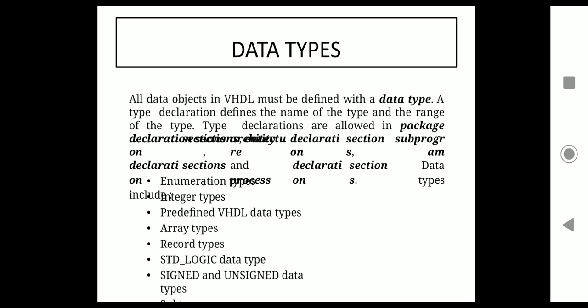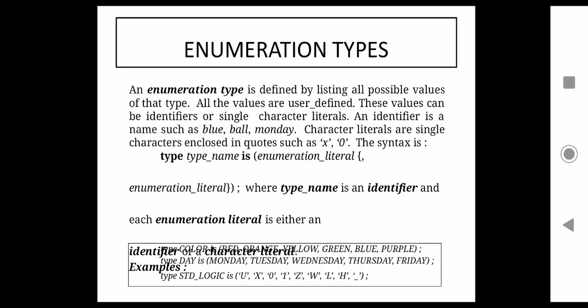There are different types of data that can be declared in VHDL. First will be enumeration types, then integer types, then predefined VHDL data types, then array types, then record types, then standard logic data types, then signed and unsigned data types, etc. We will discuss these data types one by one in detail.